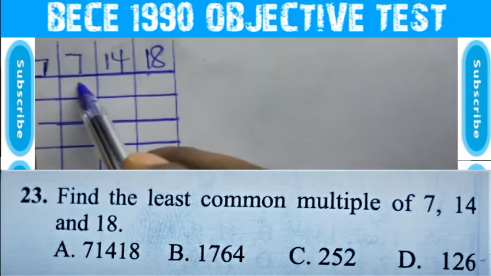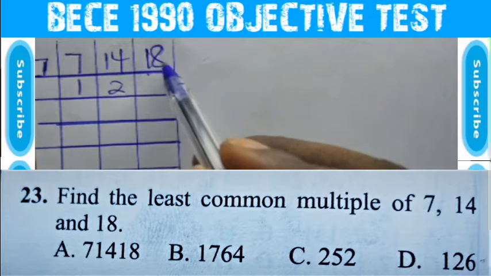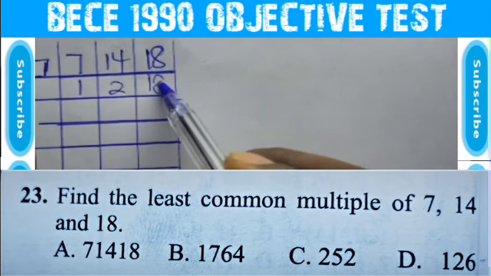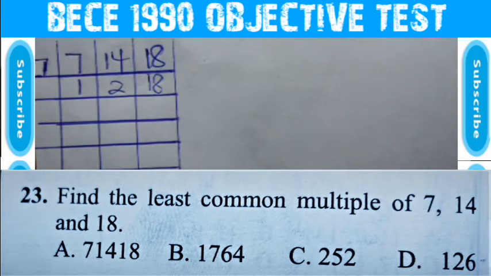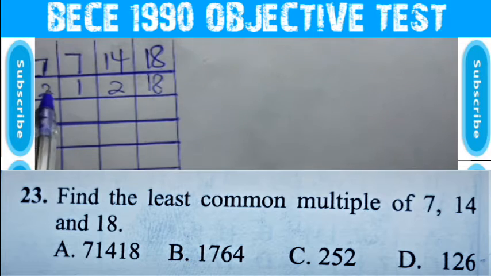7 divides 7, we have 1. 7 divides 14, we have 2. 7 can't divide 18 equally, so I'll have to repeat the 18 over here because 7 can't divide it equally. So when I come down here, we have 1, 2, and then 18. 2 can divide 2 and 18, and 2 is a prime number, so I can use 2 to divide these.